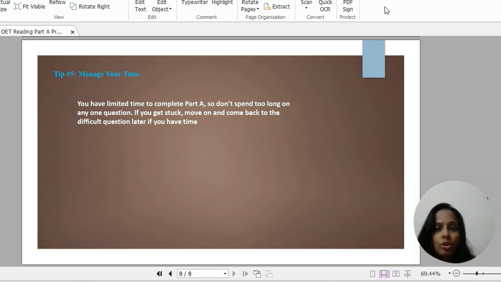Say you are stuck on one question like what is the healing time for superficial partial thickness burns? It's just an example I'm giving. You can't remember the exact detail from the text. Instead of wasting time, guess or leave it and move on. You might answer the rest of the questions correctly, then come back to this one later.